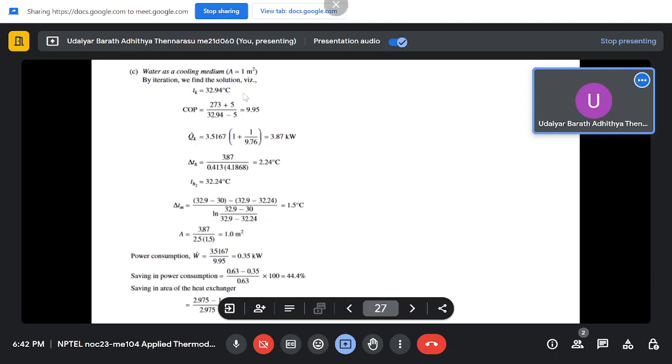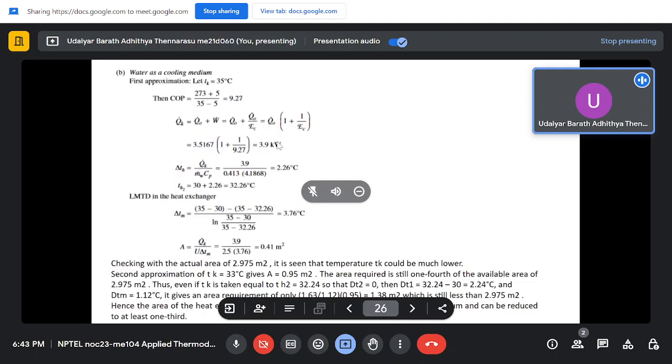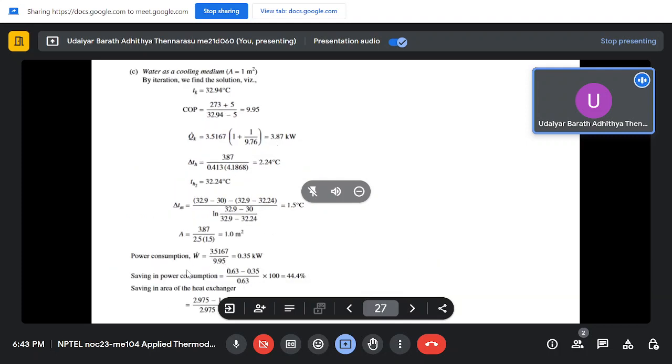Now for this the power consumption is 3.5167 divided by 9.95. 3.5167 is the heat load, or cooling capacity, divided by COP, which will come out to be 0.35 kilowatt. Now if you see, this is running at 0.35. Previously we saw that the compressor work is 0.63 kilowatt. So the fractional percentage change in power consumption is 0.63 minus 0.35 divided by 0.63. It will come out to be 44.4. So there is a saving of 44% of power.